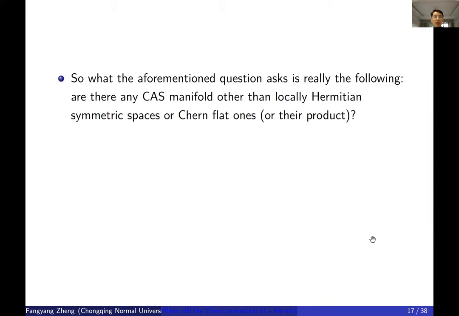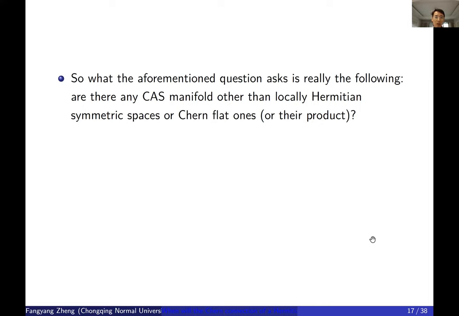So the question really is: are there any non-trivial examples? You have Hermitian symmetric spaces, you have Chern flat manifolds. You take their products, take their quotients. These are all examples, but the question is, are there any others? We initially tried to look for them. We couldn't find any, so we suspect that there aren't any. We can prove that in dimensions 3 and 4 there are no non-trivial examples. But we couldn't really handle the general dimension.